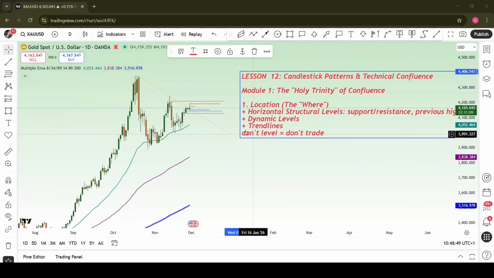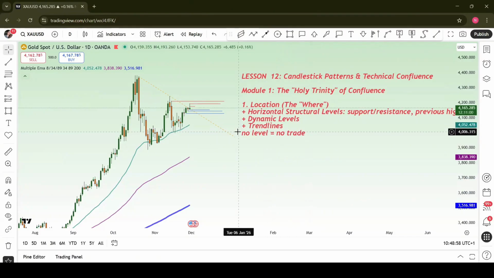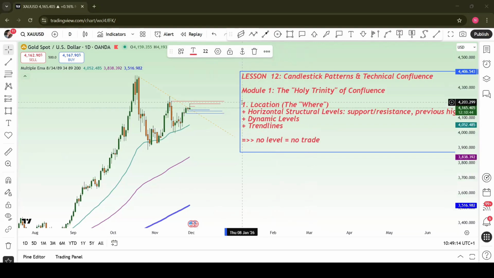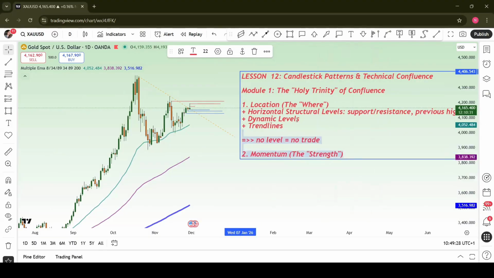No level, no trade. We need to pay attention to this remark to avoid any mistakes. And the next one: besides the location, where we identify the candlestick patterns, we need to pay attention to the second factor, that is momentum.